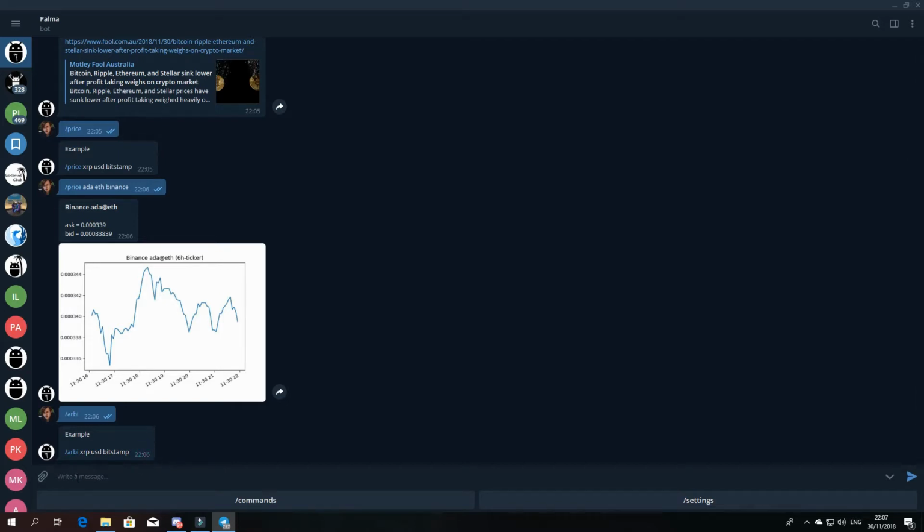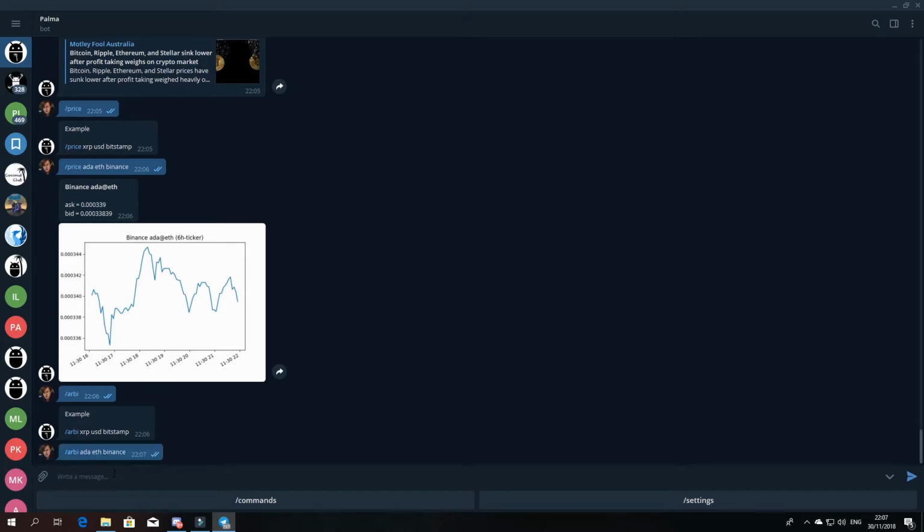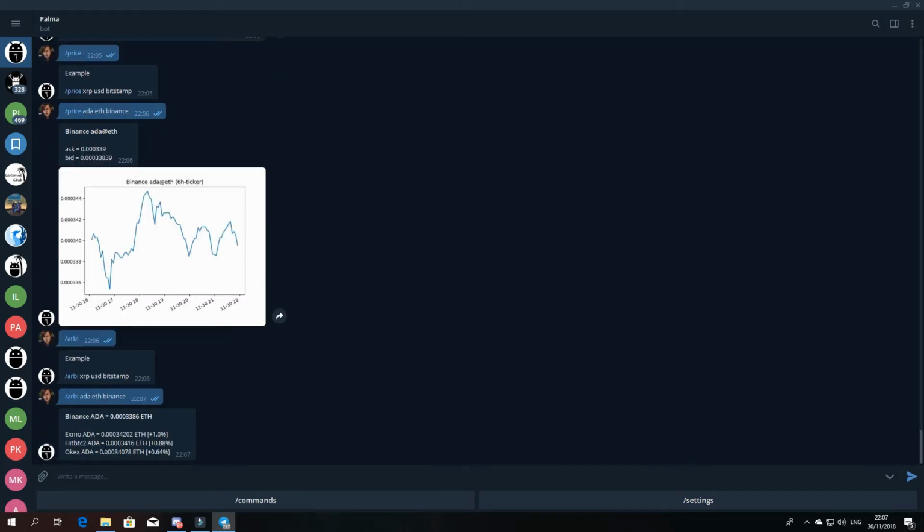Let's say I have bought ADA, but now I want to sell it and buy Ethereum again. I don't know if Binance is the best exchange to do that. Maybe the price of Ethereum has dropped more than on other exchanges. I can quickly check that by writing /RB, ARBI, ADA, Ethereum, Binance. And it will show me the price differences for ADA on other markets.